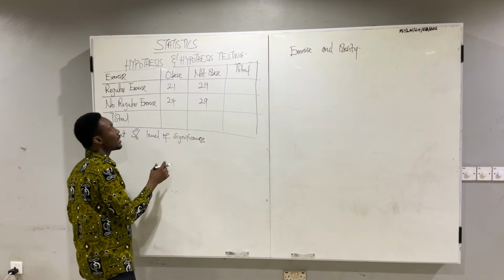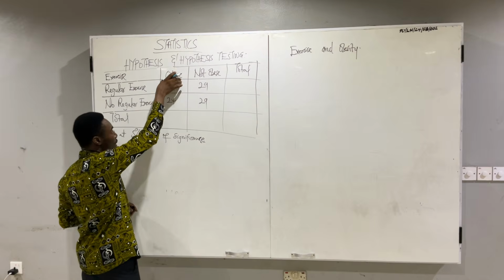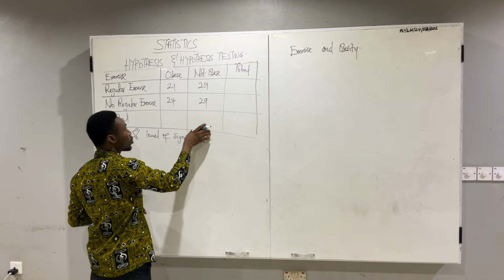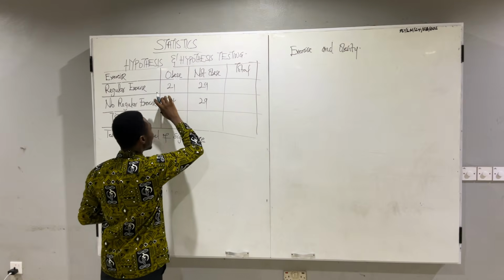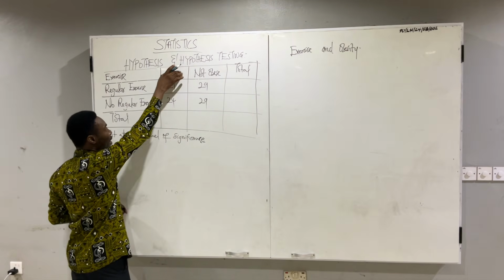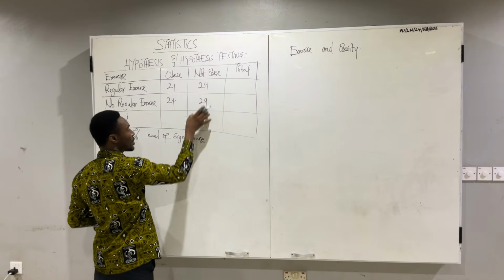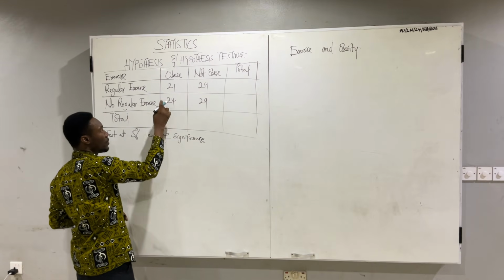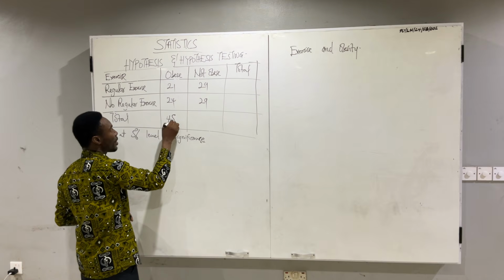How do we complete the table? This part of the table is a column. This is also a column. This is a row. This is also a row. So let's do the column total. Here is a column total. This part is also a column total. If you want to get this total, 21 plus 24 will give us 45.